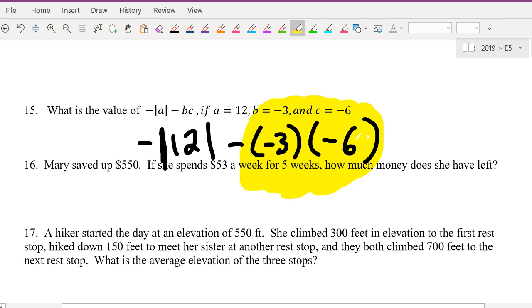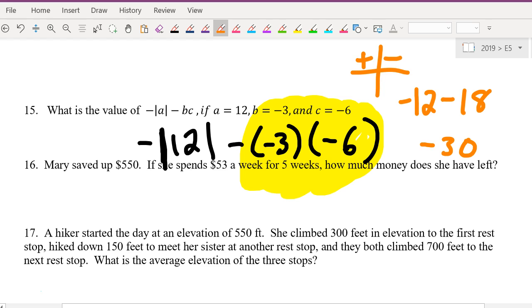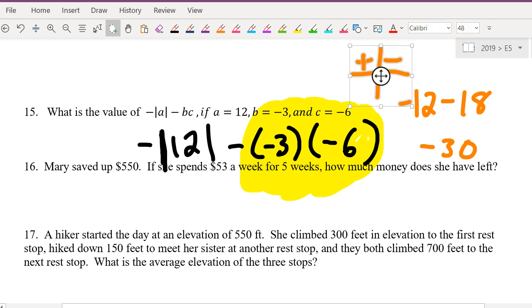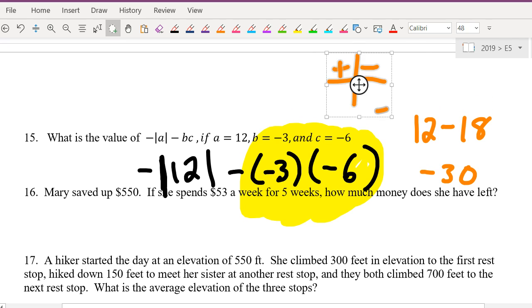Alright, so what does the 12 become? The 12 becomes 12. So negative 12, and then negative, and then what does negative 3 times negative 6 become? Positive 18. So we just have negative 12 and negative 18. Good guys and bad guys, negative 30. Right? Because good guys didn't score anything, 12 and 18. Does that make sense? Any questions about that? No.